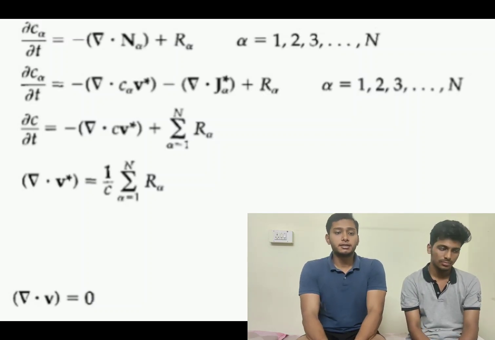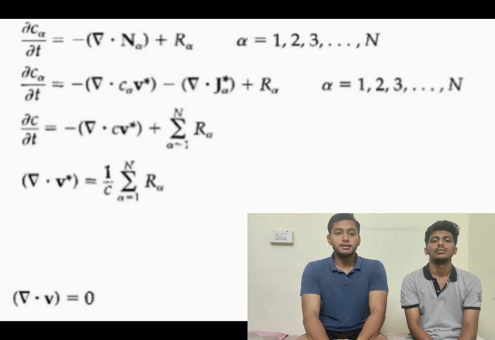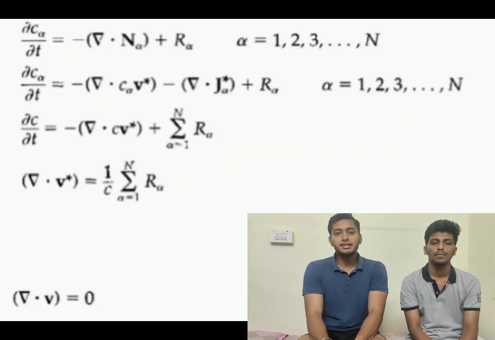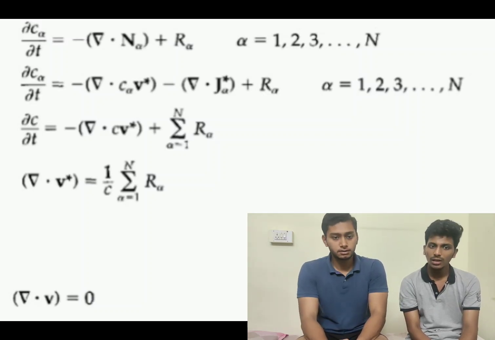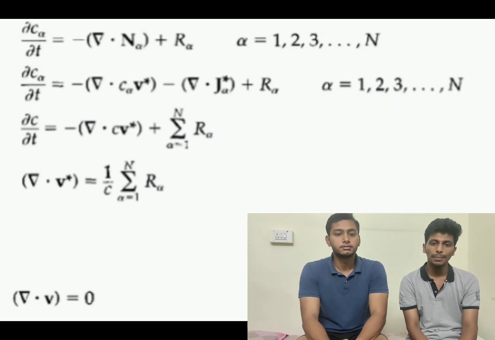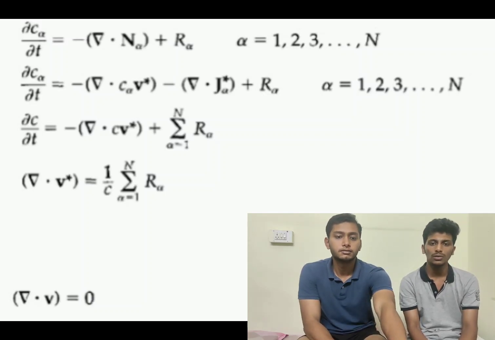Now we move to the next term, which is the diffusive flux term, that is minus del dot J alpha star. Now this one is a bit subtle. J alpha star is the diffusive molar flux relative to the molar average velocity. It captures how species alpha moves compared to the average bulk molar motion.